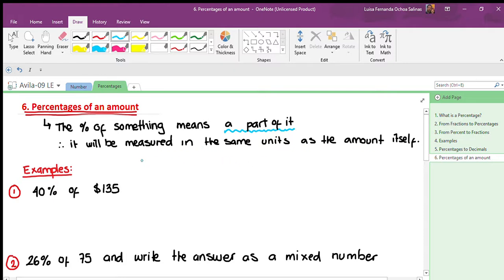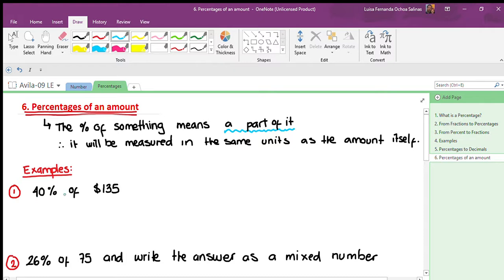We're going to do a lot of examples, and you're going to do a lot of exercises about this, because this is central when you work on discounts, marking up prices, and financial mathematics. So you will be doing a lot of exercises. Okay, so let's get into it.